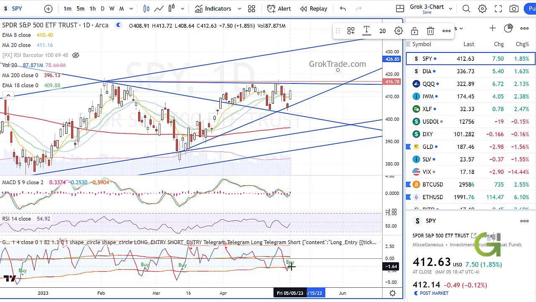My algorithm down here, Grok, says a buy on this one. So the last time it had a buy, it went from this level here up. So this buy, what will happen now? Let's just see what happens, okay? This is the daily chart.